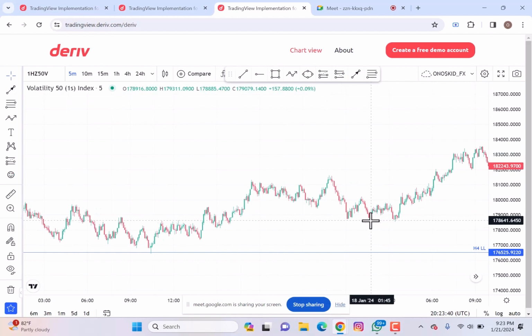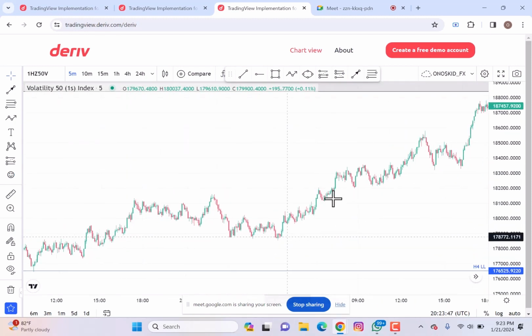Look at another one. Immediately after this rejection candle, what next do you see? You see how the market has been rallying to the upward side. Now, look at another rejection. This type of rejection is when you want to take a sell on the market. And immediately you see this rejection, what happened? You see the market crashing to the downside.